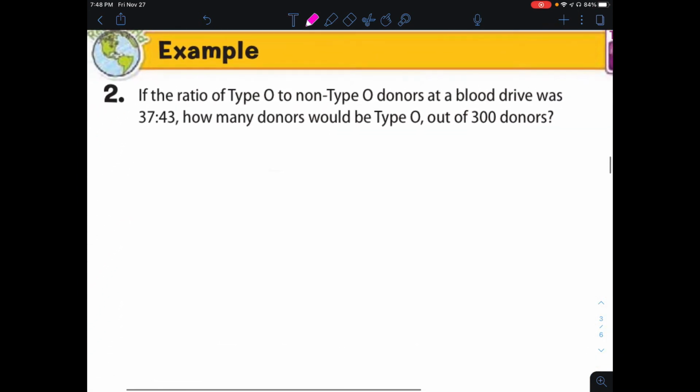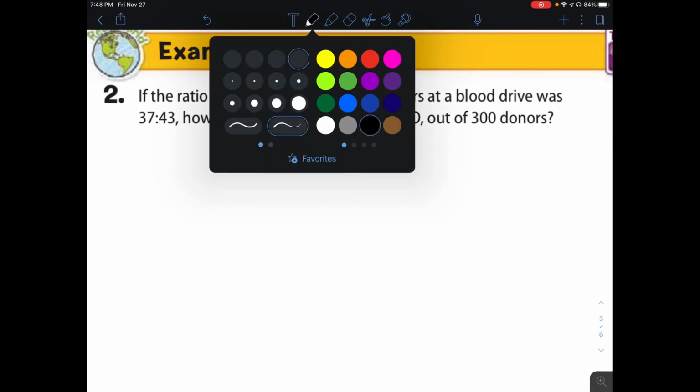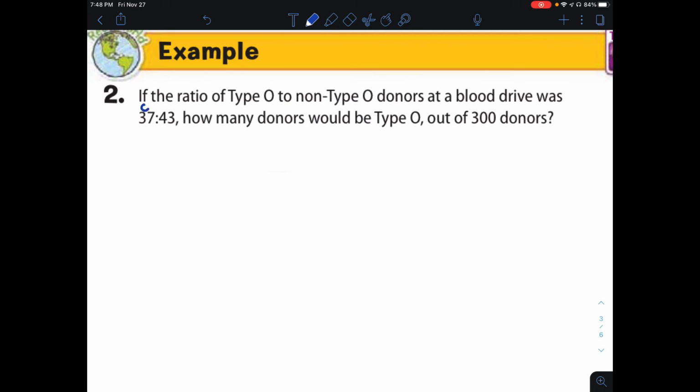Let's take a look at example number 2. If the ratio of type O to non-type O donors at a blood drive was 37 to 43, how many donors are type O out of 300 donors? Let's analyze this problem. In this ratio, we have 37 who are type O and 43 who are non-type O. The 300 donors represent both type O and non-type O blood donors.